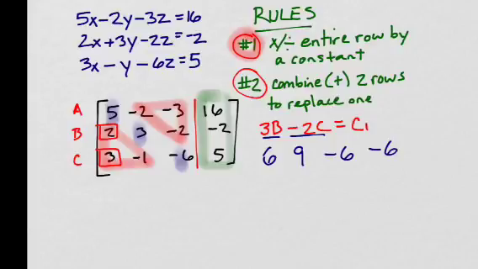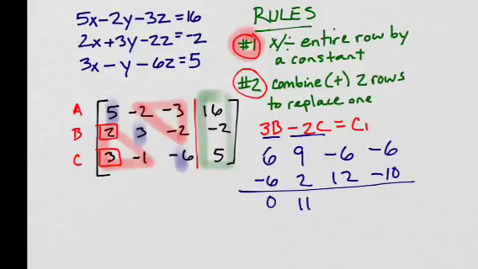Negative 2 times 3 is negative 6. Negative 2 times negative 1 is 2. Negative 2 times negative 6 is 12. And negative 2 times 5 is negative 10. I'm going to add those together. 6 plus negative 6 is 0. 9 plus 2 is 11. Negative 6 plus 12 is 6. And negative 6 minus 10 is negative 16.